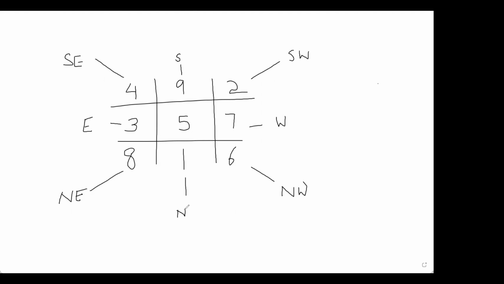The number planets are the same: 1 as Sun, 2 as Moon, 3 as Jupiter, 4 as Rahu, 5 as Mercury, 6 as Venus, 7 as Ketu, 8 as Saturn, and 9 as Mars. They do the same way. Now we have made up the Loshu Grid. How to use it?